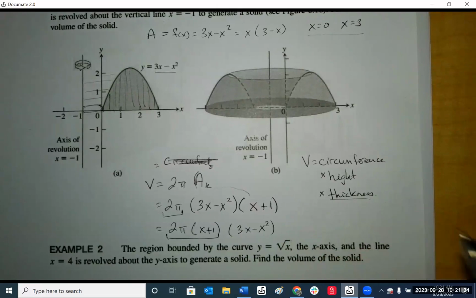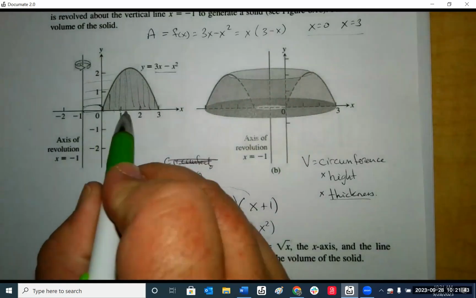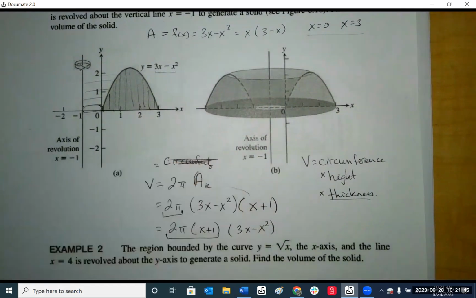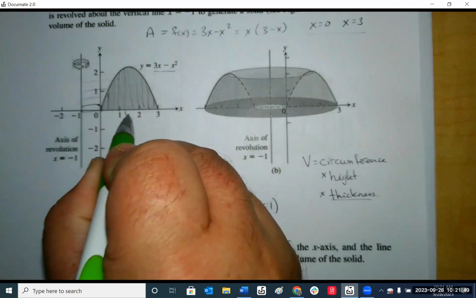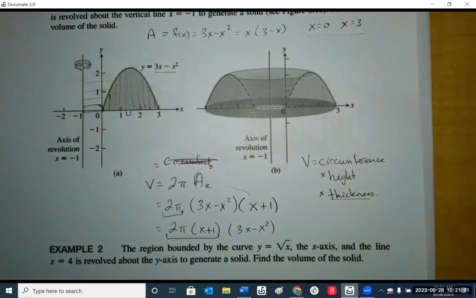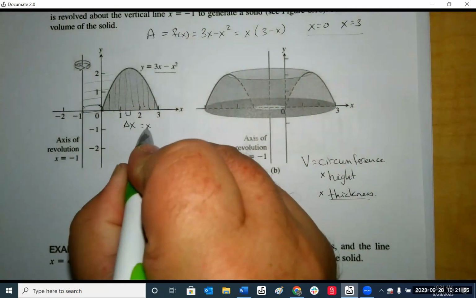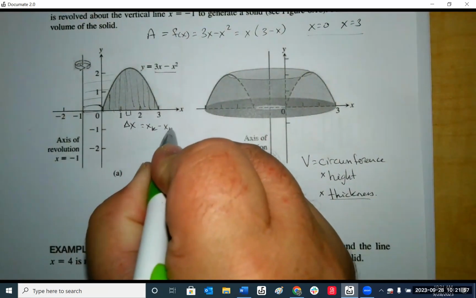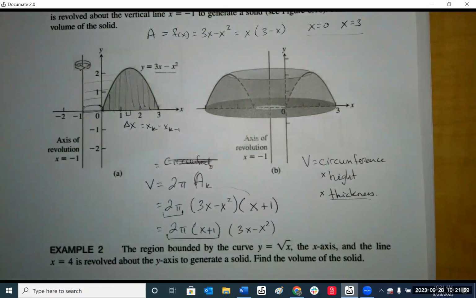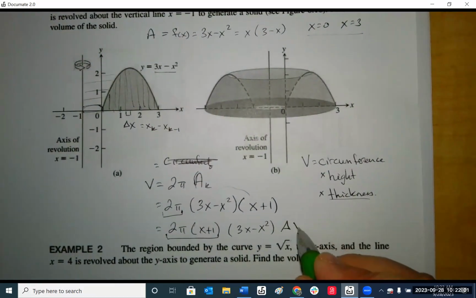What's the thickness? How do we define the thickness? The thickness of all these. How do we label those? The thickness of these slabs is what? Yeah, del x, which is xk minus xk minus 1. So we multiply, our thickness is del x.